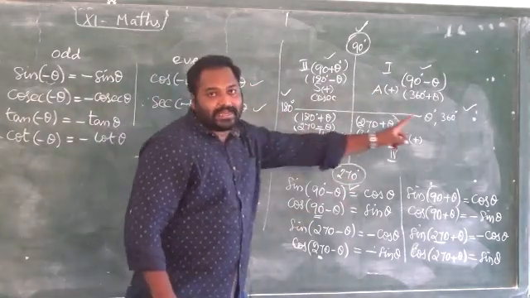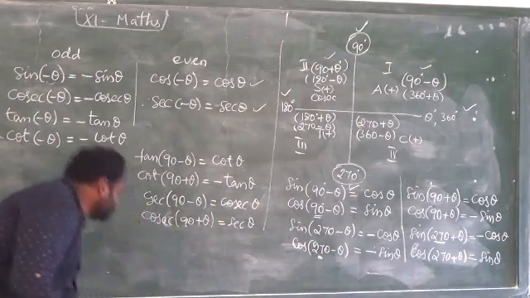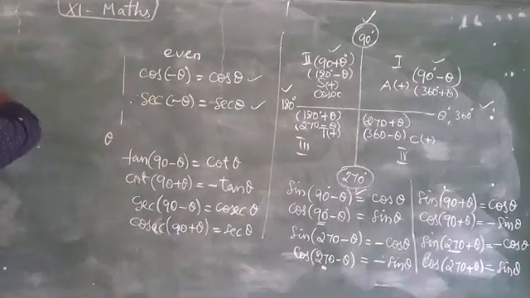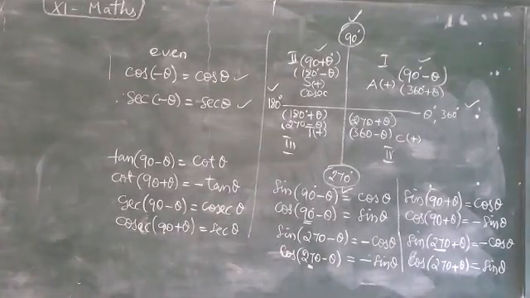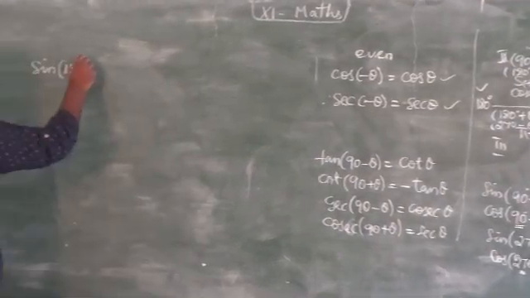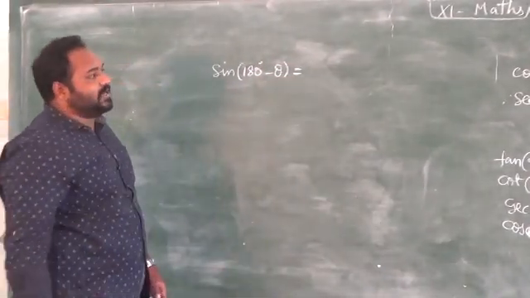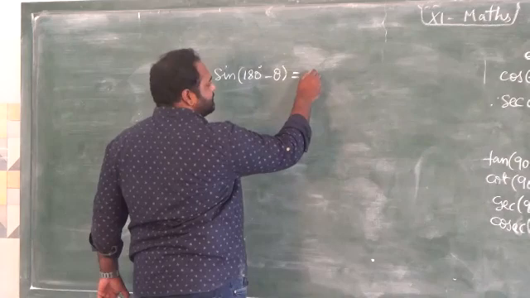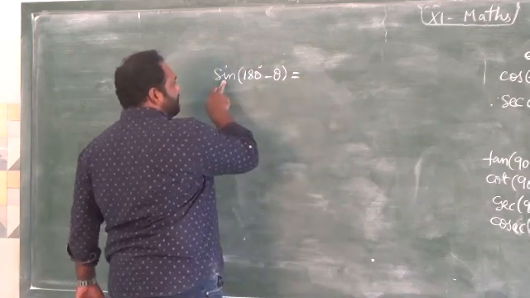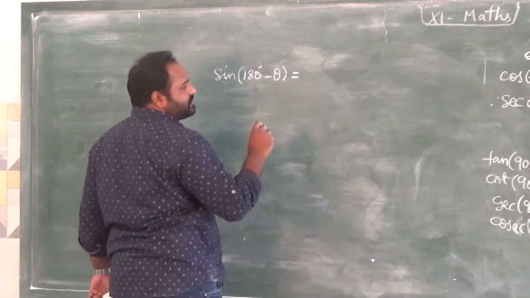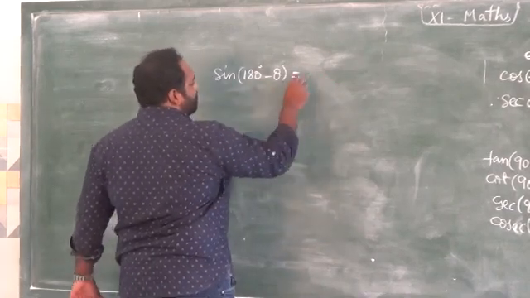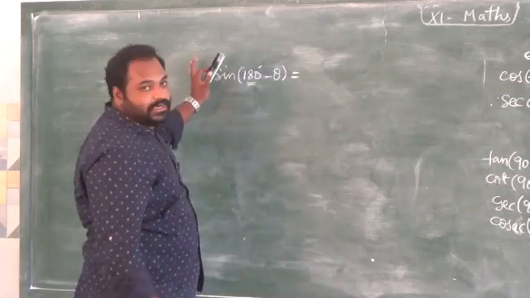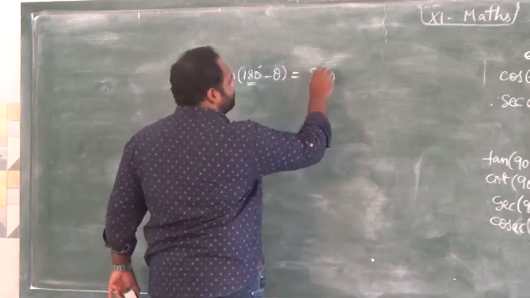Sir, what will happen for 180 and 360? 180 and 360 will not have any changes in the ratio. For example, sin 180 degree minus theta, which is second quadrant. In the second quadrant sin is positive, so no change in the sign. Because of 180 there is no change in the co-ratio. Only what you have in the question, you have to write as it is. So sin theta.